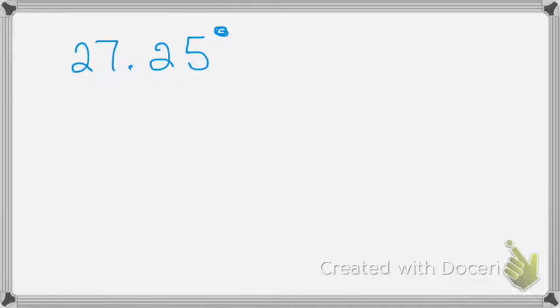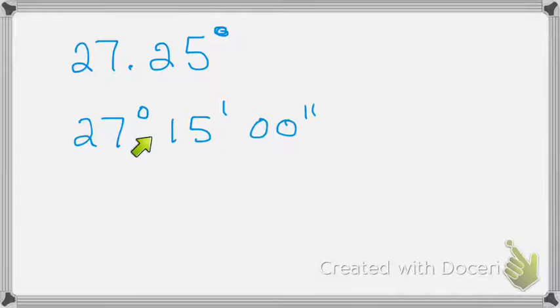So this would be the same thing as 27 degrees and 15 minutes, 0 seconds. So this is just notation. So write that down, then we'll talk about it. So think about what 1/4 of a degree would look like. That's a tiny, tiny amount, right? Okay? So that's a tiny amount.